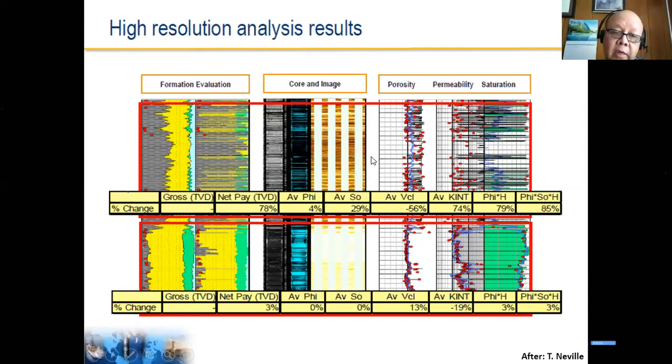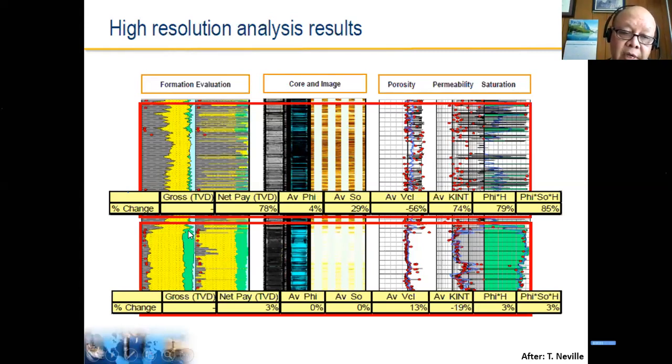So if you compare the thicknesses here now, previously, if you look at the conventional evaluation, we don't have much NAPI here, but with the enhanced image now we have NAPI increase of 78%, average porosity increased by 44%, average oil saturation increased by 29%, weak clay decreased by 56%, average intrinsic permeability increased by 74%, porosity times height increased by 79%, the hydrocarbon bed thickness increased by 58%.